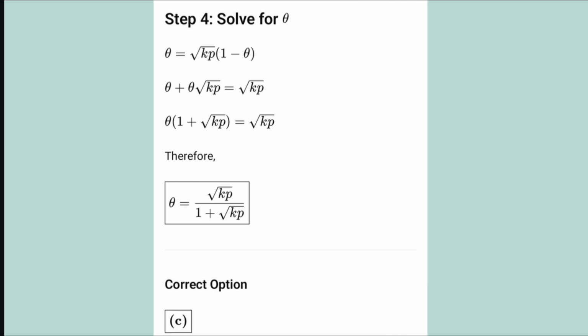Now in step 4, solve for theta. Theta is equal to root of Kp into (1 minus theta). Theta plus theta into root of Kp is equal to root of Kp. Theta into (1 plus root of Kp) is equal to root of Kp. Therefore, theta is equal to root of Kp divided by 1 plus root of Kp. That is, theta is equal to (Kp) to the power half divided by 1 plus (Kp) to the power half. Therefore, the correct answer is option C.